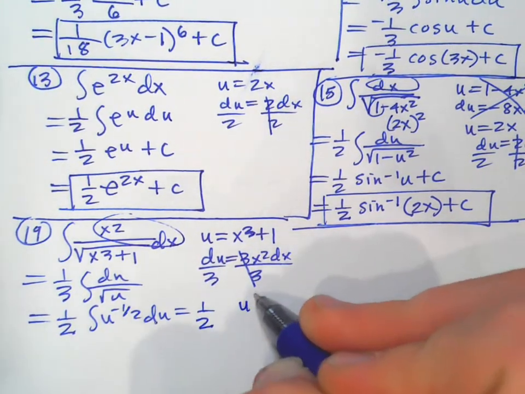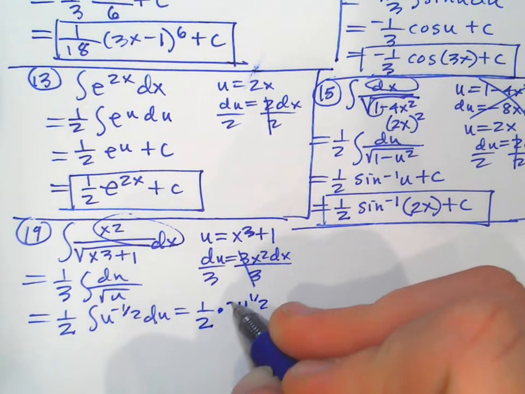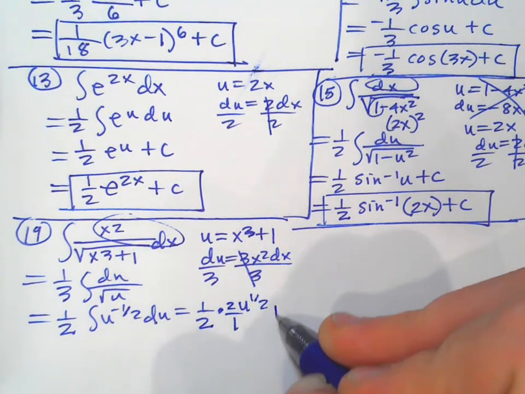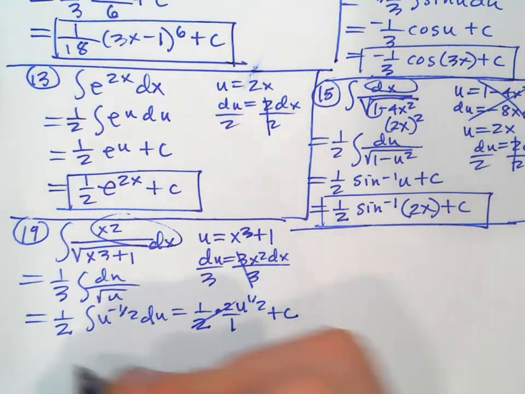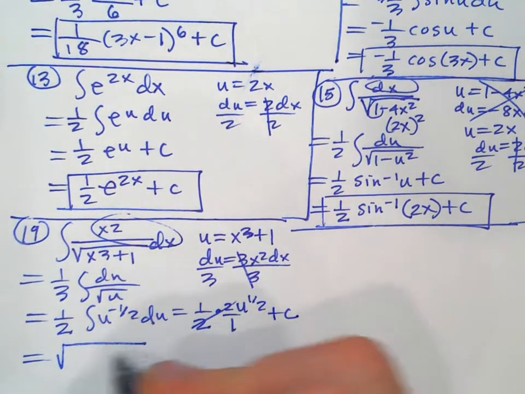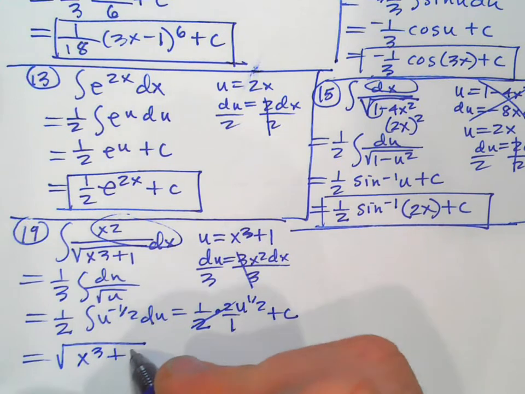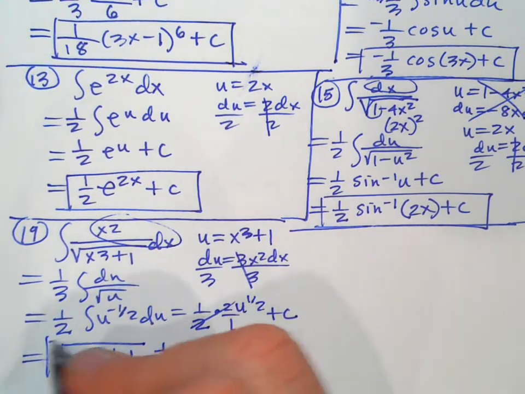That's going to be u to the positive 1/2 divided by the new exponent multiplied by the reciprocal. Final answer, square root of x cubed plus 1 plus c.